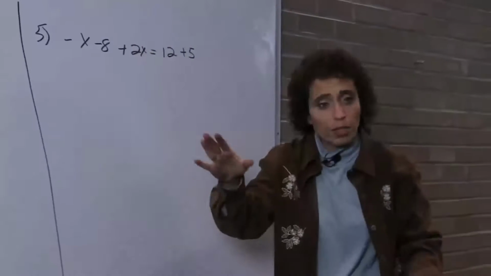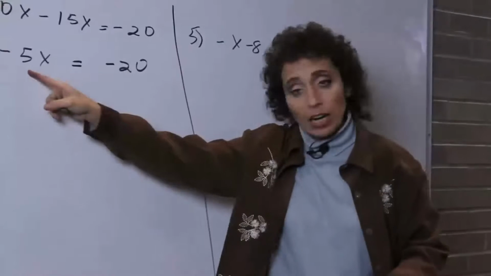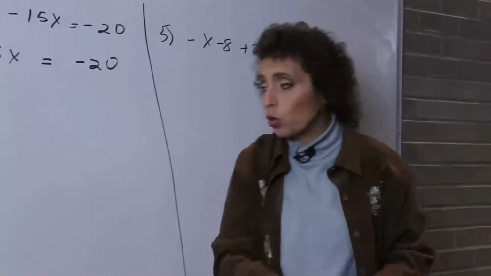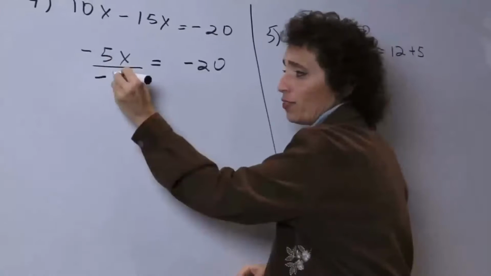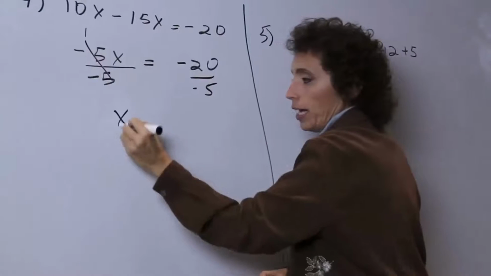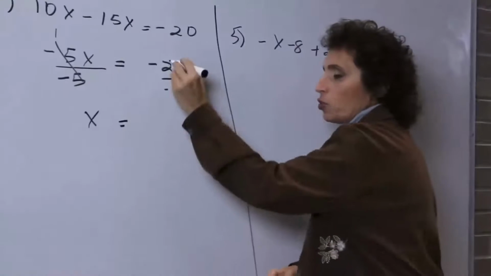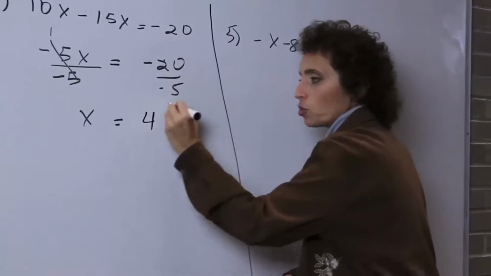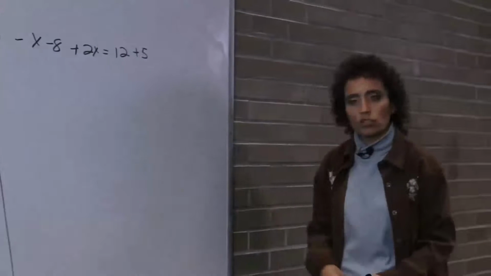Nobody move because all the variables are on one side, all the numbers on the other, but we have to take care of that negative 5 because we need the coefficient of that x to be a 1. So it's attached by multiplication, we must divide. We need to divide by exactly what's there. You get x equals, signs are the same, it's positive. So it's a positive 20 divided by 5 is 4. So it's positive 4. And again, we'll check this one because this one's way more fun.